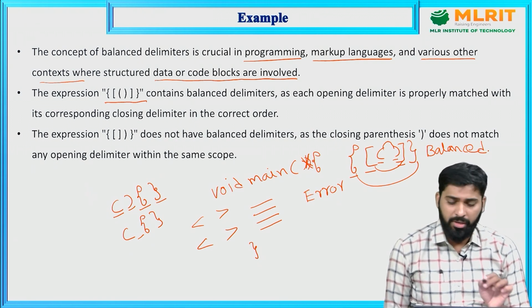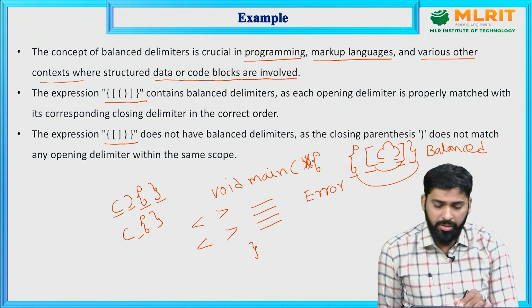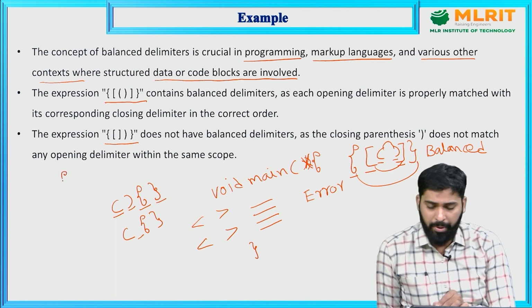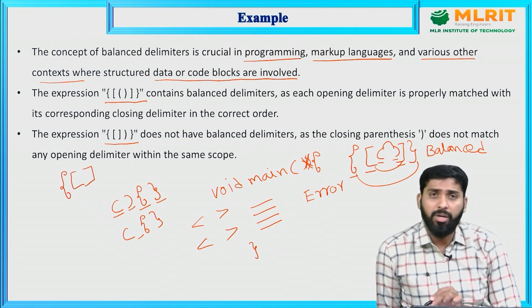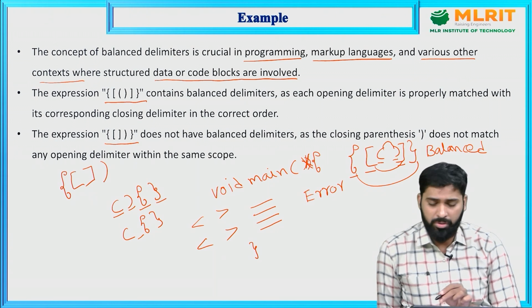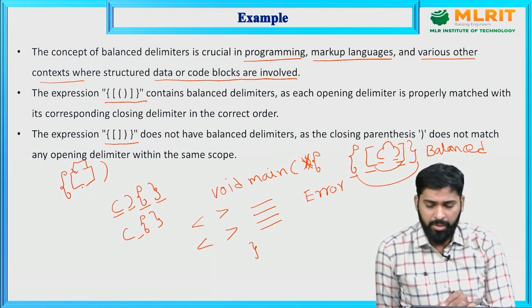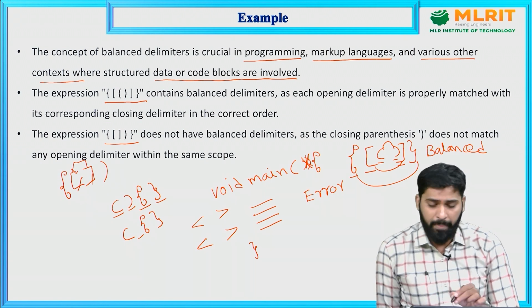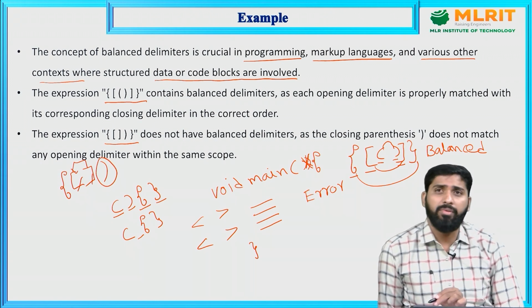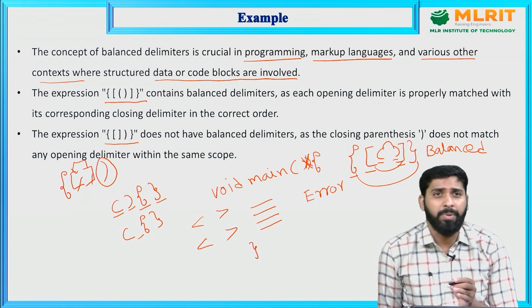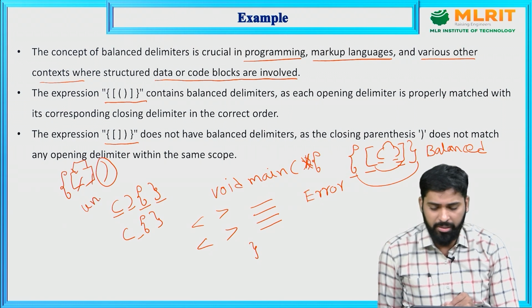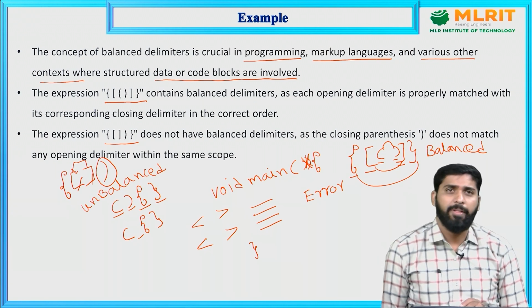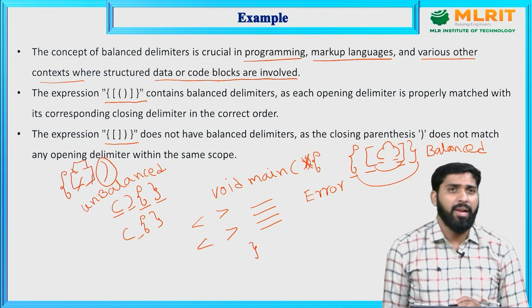Now consider another expression. Here: flower bracket open, square bracket open, square bracket close, and normal bracket close. These two are okay, open and close, but this is the closing of a normal bracket, and previously in the expression there is no normal bracket open. So it is unbalanced. We say this expression is unbalanced. So this is the example for balanced delimiter.